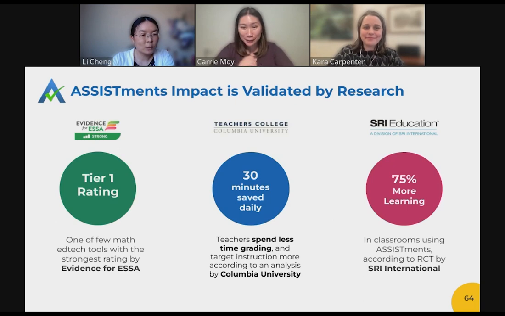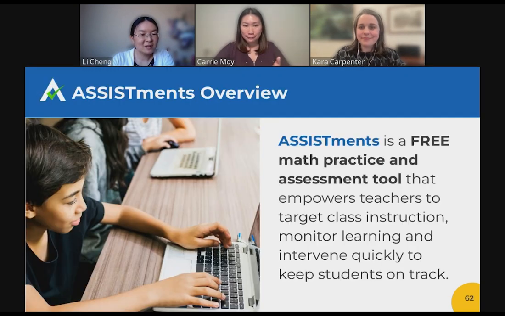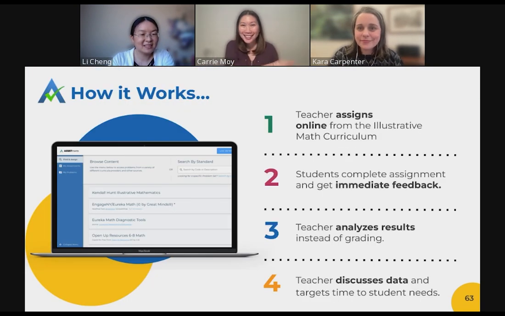But how ASSISTments works is, a teacher can assign online from the Illustrative Math curriculum. So what we have in ASSISTments mirrors your curriculum exactly. It's got your classwork, your practice problems, and your cool downs all available online. We also have the assessments both in English and in Spanish. And so those are available for you to assign to your students.